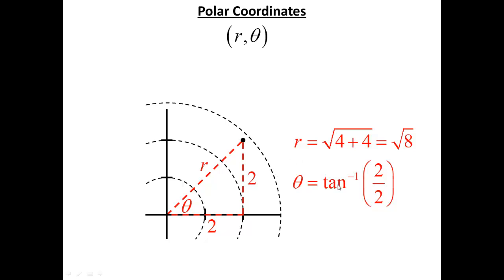So inverse tangent of 2 over 2, which is just inverse tangent of 1, is a unit circle value. Tangent is 1 at pi over 4, when the sine and cosine are the same. So that means I have a coordinate of root 8, pi over 4. Radius is root 8, angle is pi over 4. But I'm going to pretty it up a little bit and simplify that root 8. That's just 2 root 2, pi over 4. So here's my polar coordinate that describes the rectangular coordinate (2, 2).